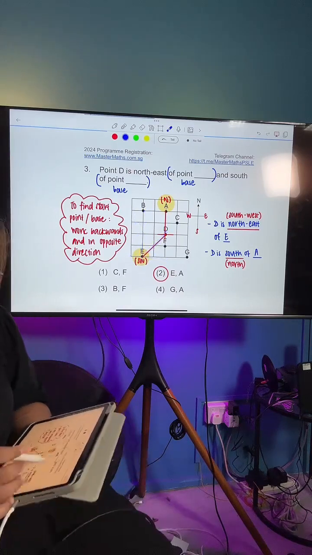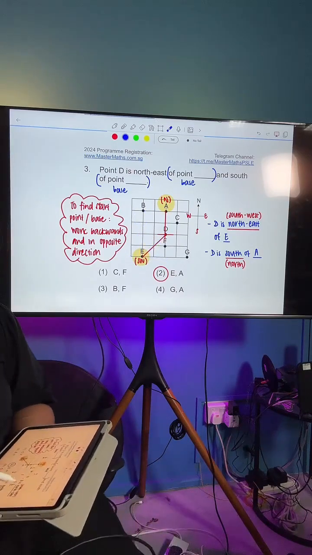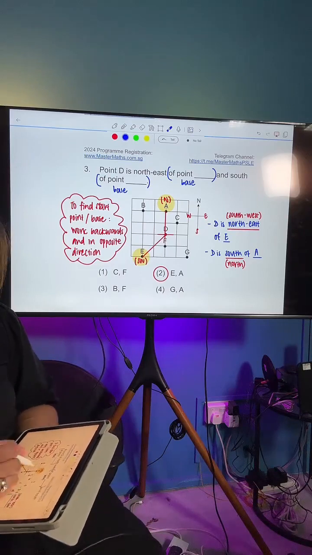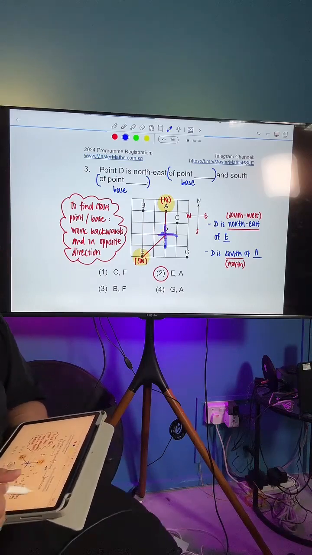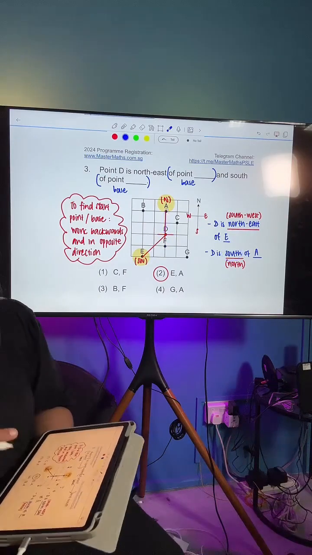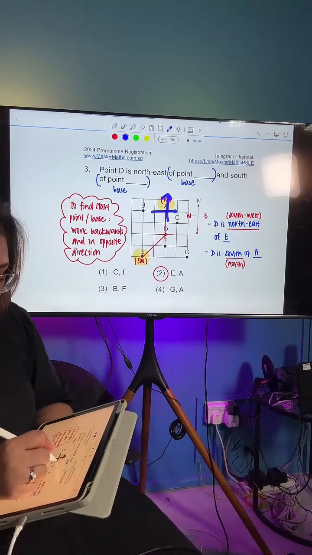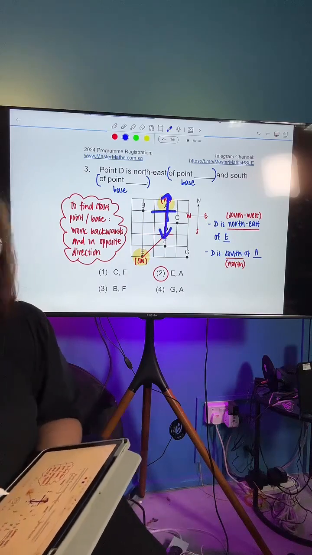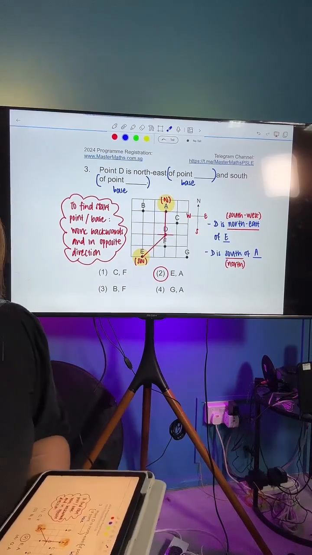Similarly, if you want to find south of which point, you go back to D and go in the opposite direction. Opposite of south is north, so north of D is A. If you draw the compass on point A, D will be right below it, which is south.